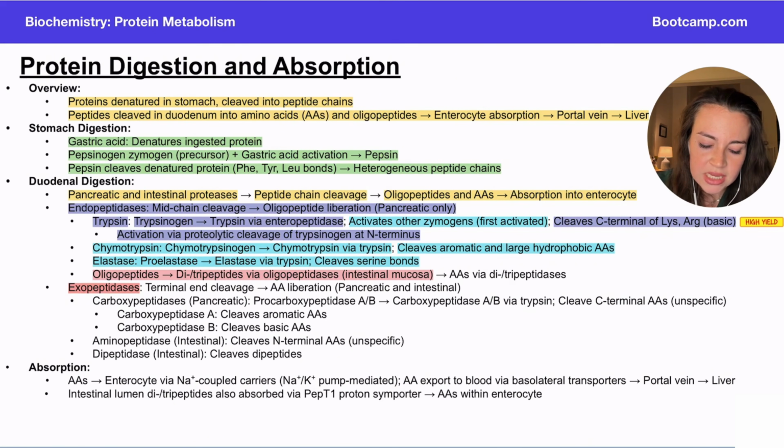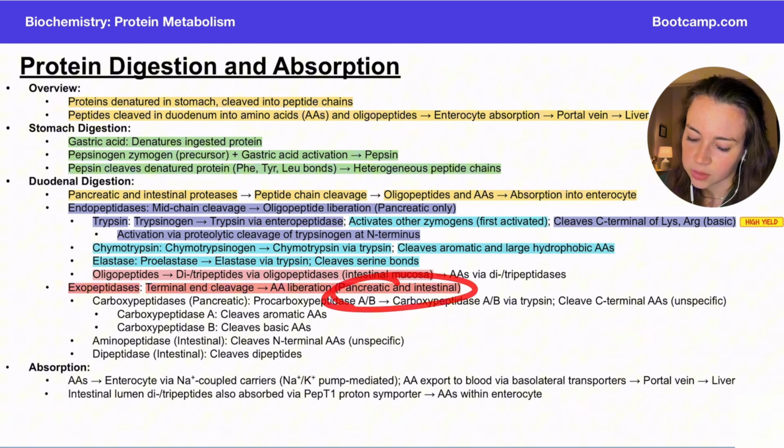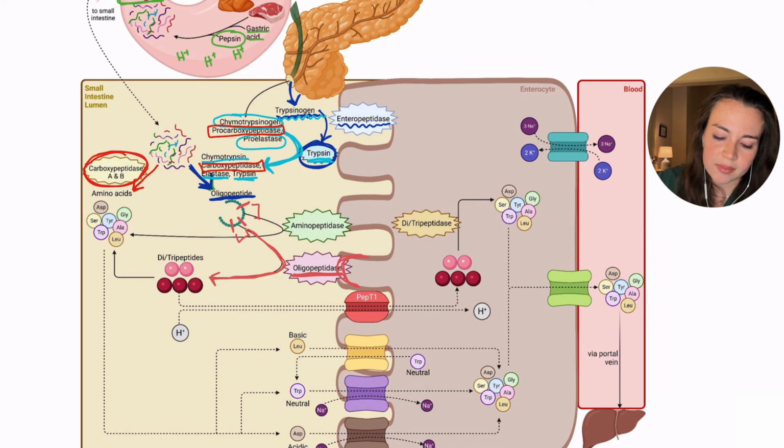Now we're going to talk about the exopeptidases. And the exopeptidases, remember, were the ones that are going to start picking off amino acids from the outsides of the chain, working their way in. So the opposite of the endopeptidases, which started in the middle. And these are both pancreatic and intestinal, in juxtaposition to the endopeptidases, which were pancreatic only. The two we're going to start by talking about are carboxypeptidase A and B.